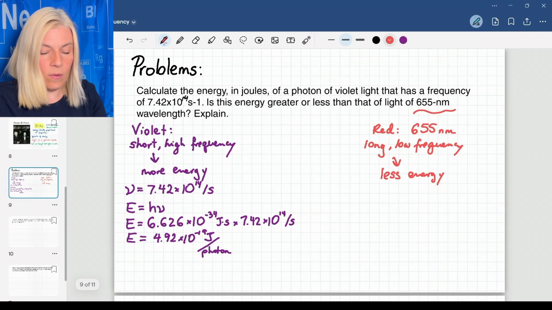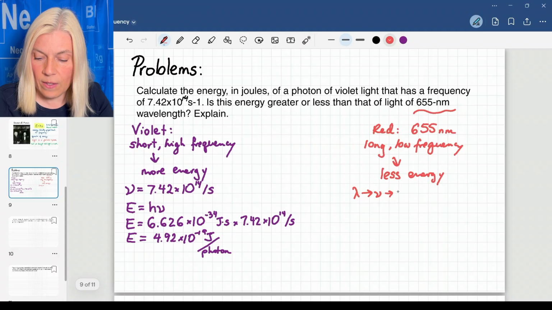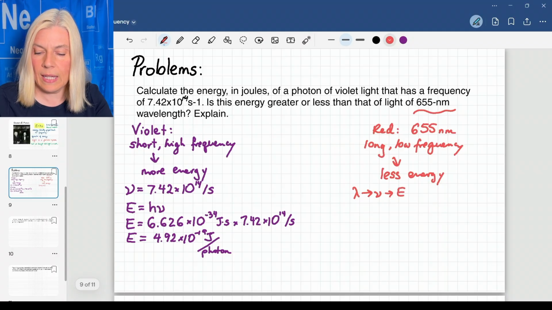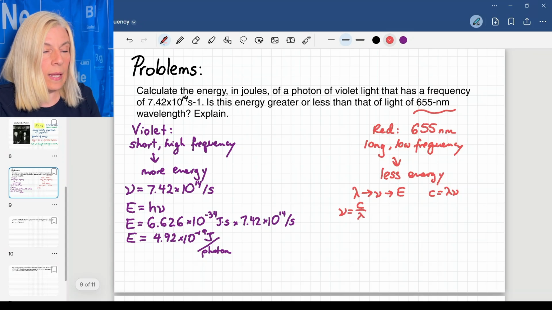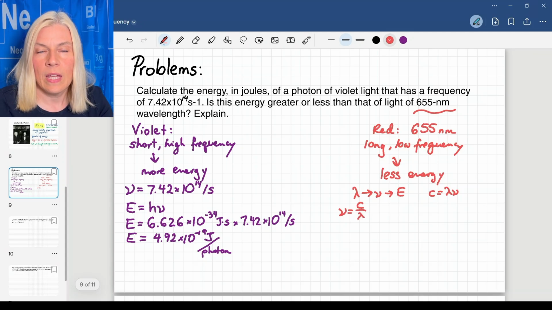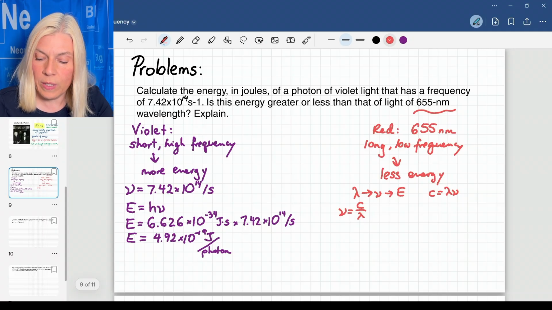Here we have nanometers, so we have lambda. If I can figure out frequency, I can then figure out energy, yes? So that makes sense? So I'm going to use my equation of speed of light equals lambda nu, yes? So if I can figure out my frequency by doing c over lambda. Now c is in meters per second. So that means I need to divide it by lambda that's in meters. But this here, it's 655 nanometers. So I have to change it to meters, right?